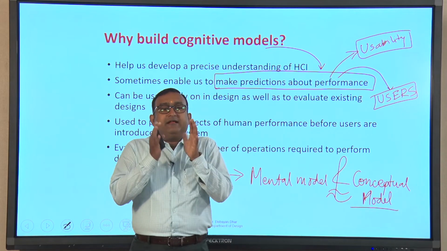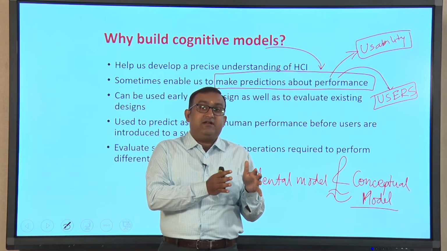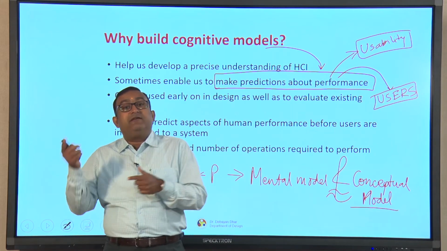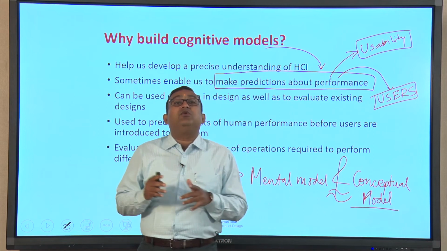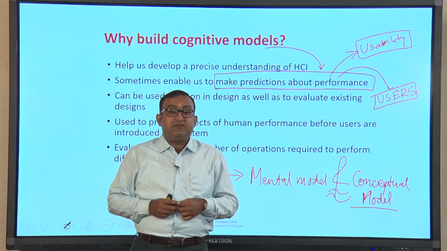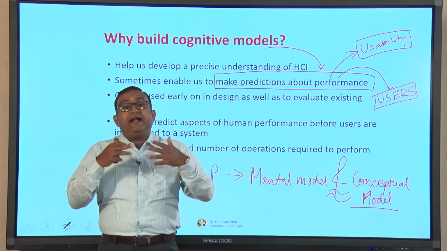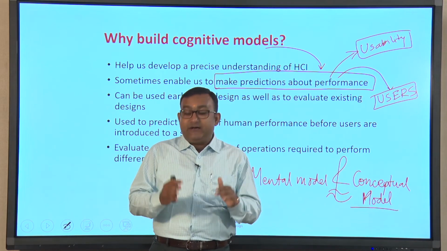So, therefore, cognitive models can also be used in a very early stage when your concepts are not there, but existing product redesigning is happening, to evaluate those existing designs, to use those models. It is used to predict aspects of human performance before users are introduced to a system.